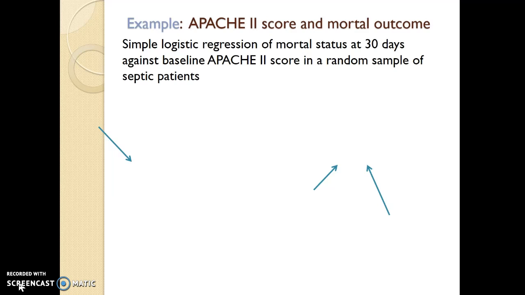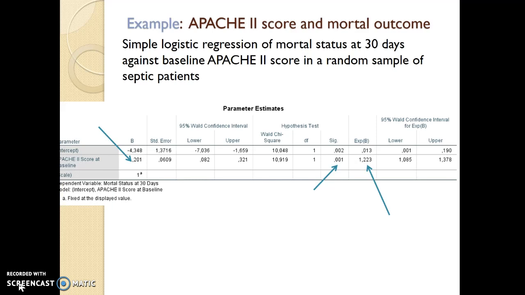We have a sample of septic patients and their Apache 2 score is measured. The Apache 2 score is a measure of severity of disease in a classification system. We note if the patient has died after 30 days and want to analyze the relation between the Apache 2 score and the probability of death. We perform a logistic regression in SPSS, and this will be the output.